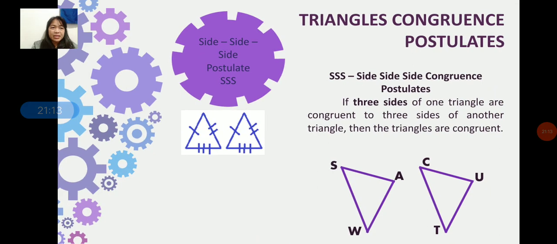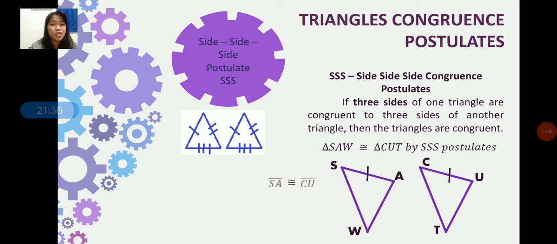Let us have an example. In this example, it says triangle SAW is congruent to triangle CUT by the SSS congruence postulate. Let's see how or why we have this. We can say that side SA is congruent to side CU. That is one side. And then this side is congruent to that side. We have AW congruent to what?